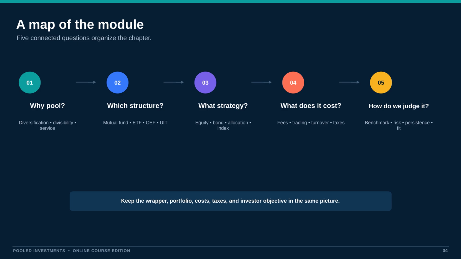These questions are connected. A low-cost wrapper cannot rescue a poor strategy, while a good strategy can be undermined by high fees, inefficient trading, or an unsuitable tax location. Performance must be judged against the correct benchmark and over a period that reveals both results and risk. Use this map to keep the product label, portfolio, and investor outcome in the same picture.